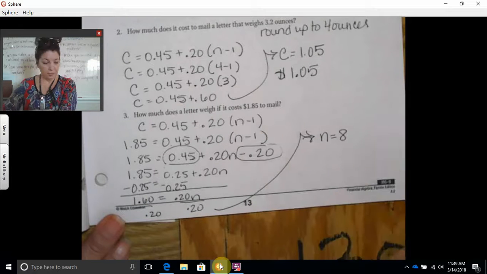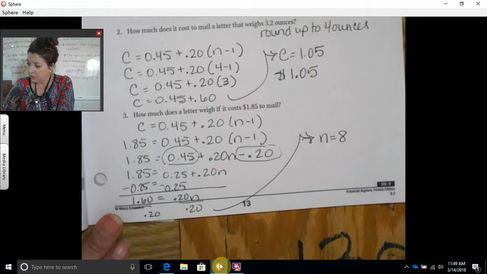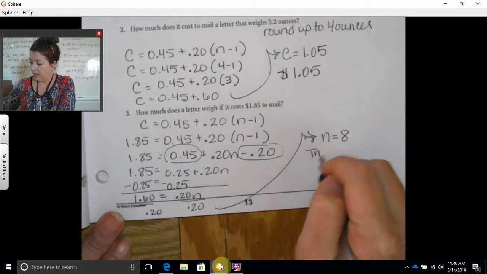n equals 8. So the question said, how much does a letter weigh if it costs $1.85 to mail? And n represents the weight in ounces, so the letter will weigh 8 ounces.